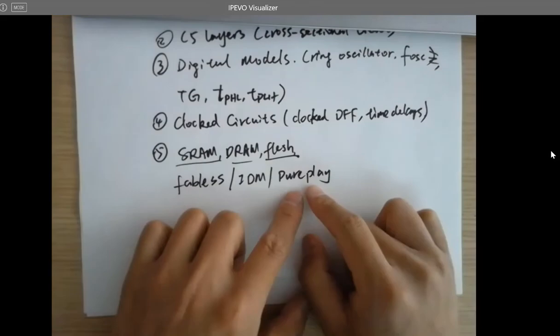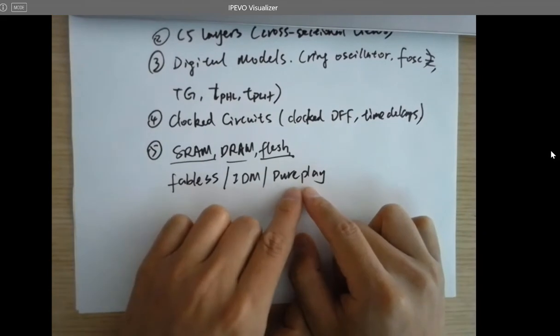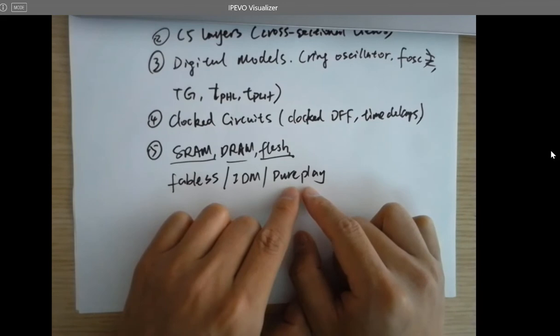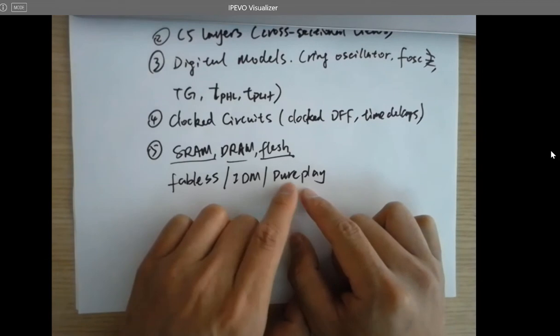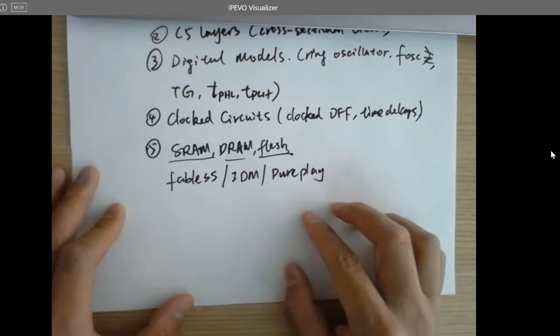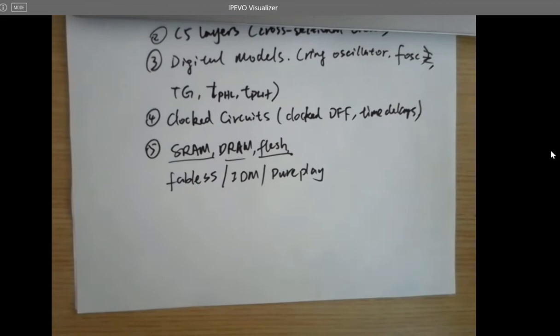Pure play are the foundries that have no design teams, only fabrication. So they can focus on fabrication and do the best job in the world, because they are not getting distracted by all the digital designs. They just do foundry. Who are these foundries? TSMC is the best. GlobalFoundries, right? It's in the US. Anyone else?